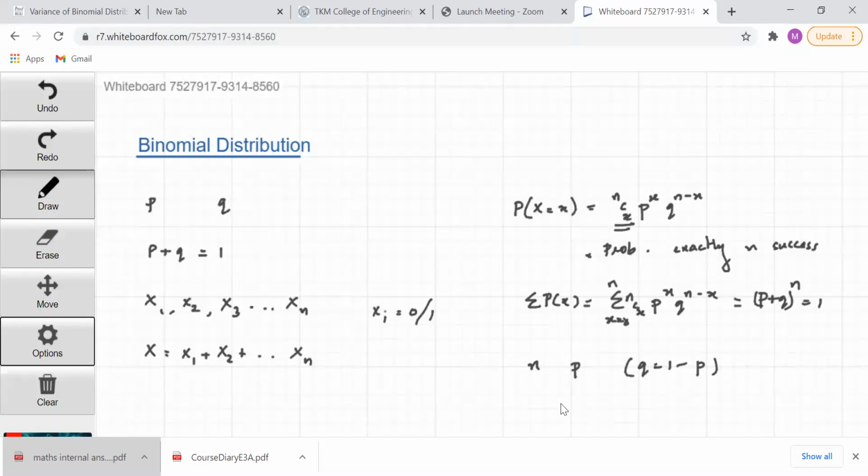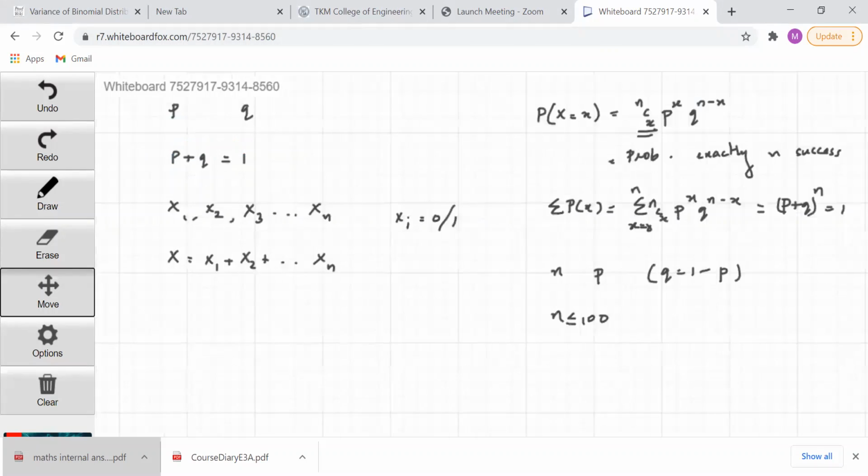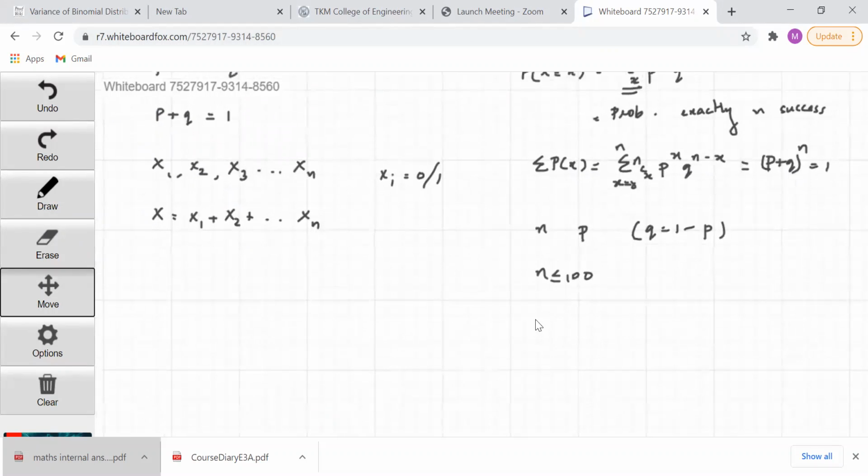Now, this binomial distribution is used only when n is less than or equal to 100, because nCx becomes very large as n increases. And the probabilities are the terms of p plus q the whole raised to n. That's why it is called binomial distribution.